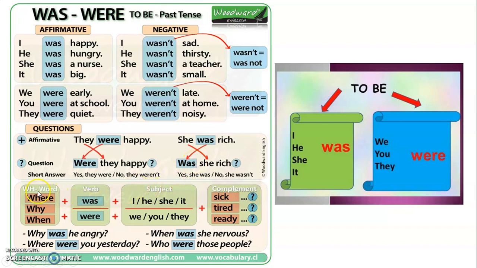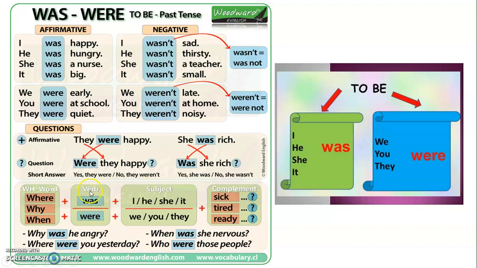Now let's move to the WH question. As you know, we call it a WH question because the question words mostly start with WH, like where, why, when, how, who, etc. To make a WH question, as you can see, it's exactly the same word order as the yes-no question. So we have the were or the was, which is here. We have the subject, which is they or she here. And then we have the complement or the object. The only thing that you add at the beginning of the question is the WH word. So where, why, or when, or who, or what, and then you put was or were.